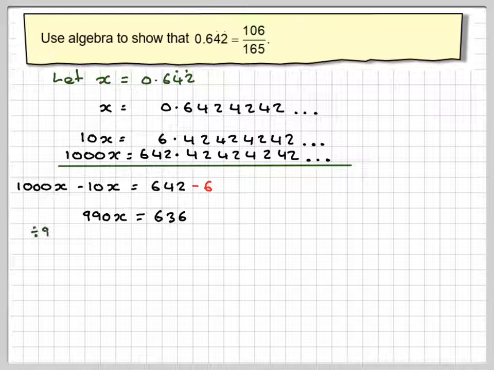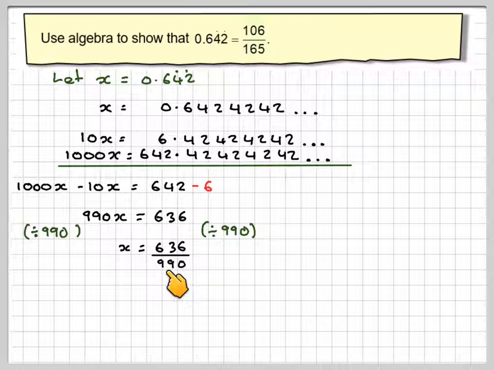636. That is now, if we divide both sides by 990, we're going to get x is equal to 636 over 990, and that then does cancel down to 106 over 165.